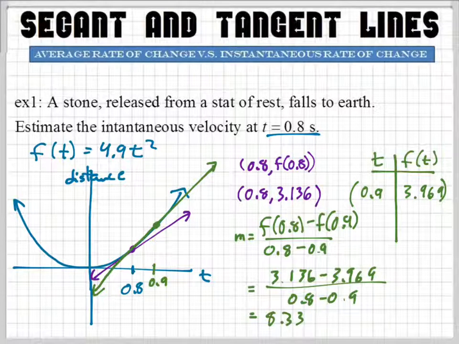Does it keep going? It's just 8.33? Okay, so this is our slope for this line right here. M equals 8.33. That's our velocity for that line. But that's not the velocity for the purple line, the tangent line, which is what we're looking for. So now we're going to find a point that's even closer than 0.9 and plug that in. So instead of 0.9, let's plug in 0.99.